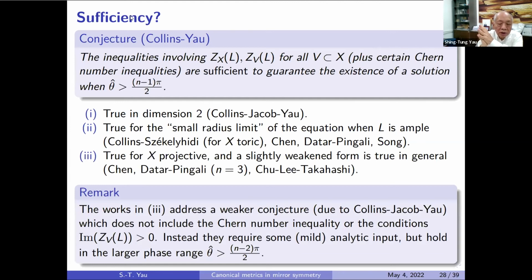So the work in number 3 here addresses a weaker conjecture which does not include the Chern number inequality or the condition that the imaginary part of the central charge of V be strictly positive. Instead, they require some mild analytic input, but hold in the larger phase angle.